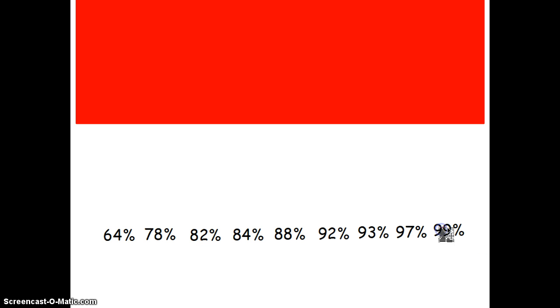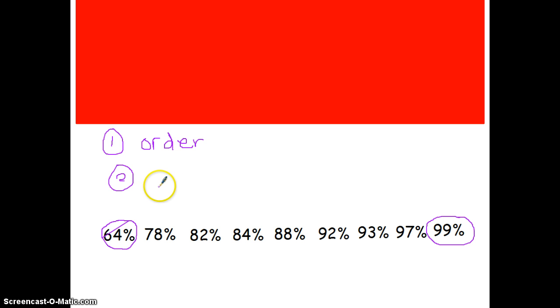Okay, so as you can see, my smallest number is 64. Sorry about that. I'm not sure what happened there. And then my largest number is a 99. To calculate the range, first put them in order. The second thing that I want to do is find the difference between the highest and the lowest scores.